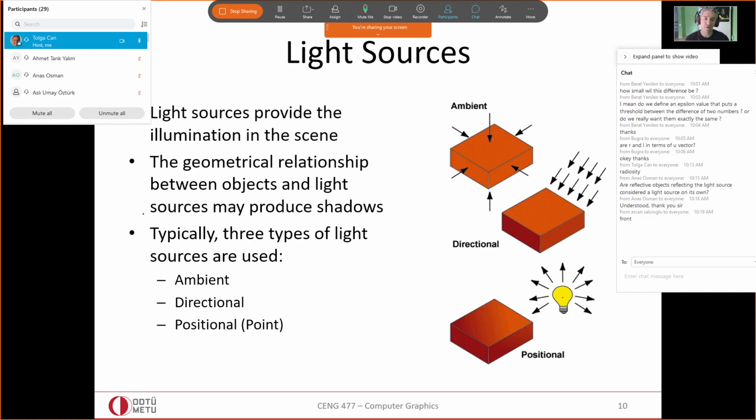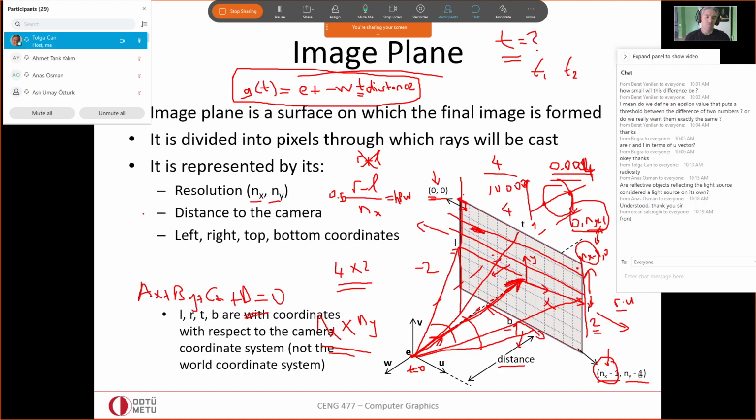Let me ask you some questions. When we intersect a ray like this with a sphere, and the two t's happen to be 0.2 and 0.4, what does this mean? Any ideas? Where did the intersection occur? You can write in the chat box.